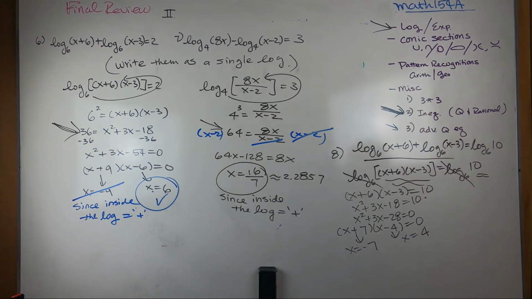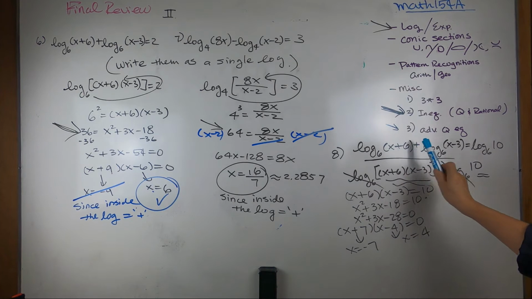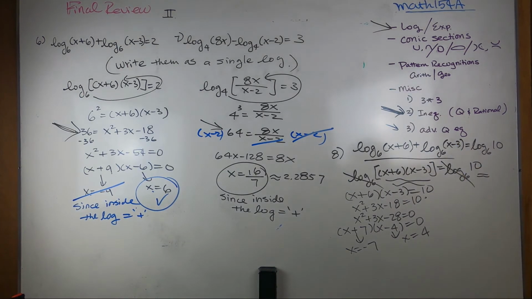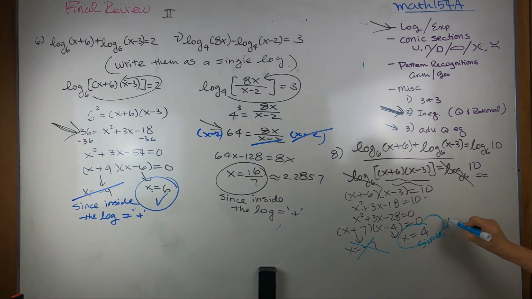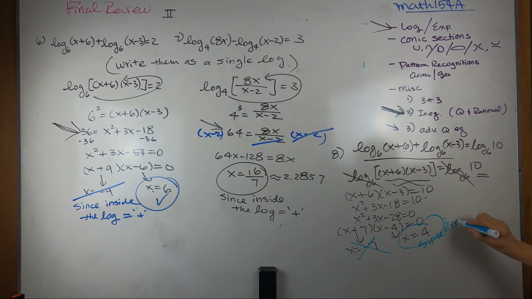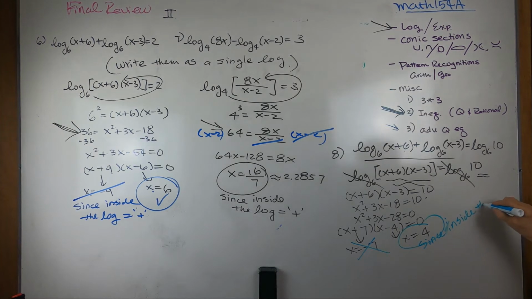Can I circle them? Negative 7 will make the inside negative. We cannot do that. For 4, 4 plus 6 is 10 and 4 minus 3 is 1, so it's okay, right? Since you have to state the reason: the inside of the log has to be what? Positive, so we can do that.